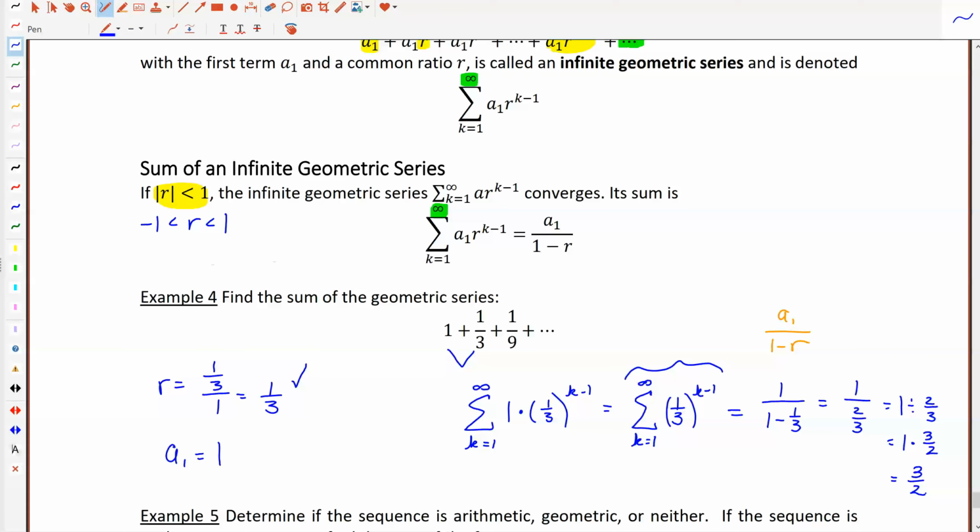So if I add this infinite geometric series, that sum will get closer and closer to the value of 3/2. Notice that there's no variable in the sum. This is what it means for the series to converge. It's approaching a very specific number.